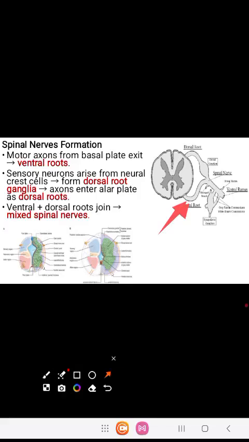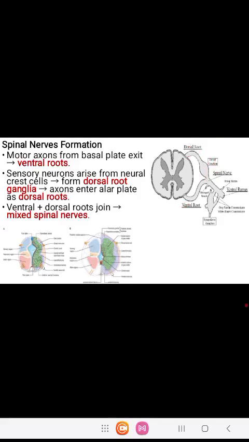The motor axons from the basal plate will exit through this ventral root, while the sensory neurons, which arise from the neural crest cells, if you remember when we were discussing the formation of the neural tube, we spoke about the neural crest cells. So these neural crest cells form the dorsal root ganglia, and the axons of this ganglia will enter into the alar plate, just as you can see here. It will enter into the alar plate, and this becomes the dorsal root. When the dorsal root and the ventral root meet, they form the spinal nerve.